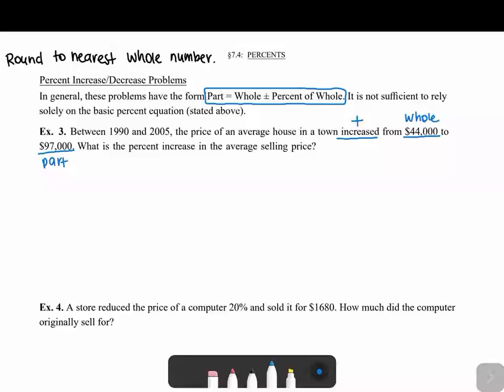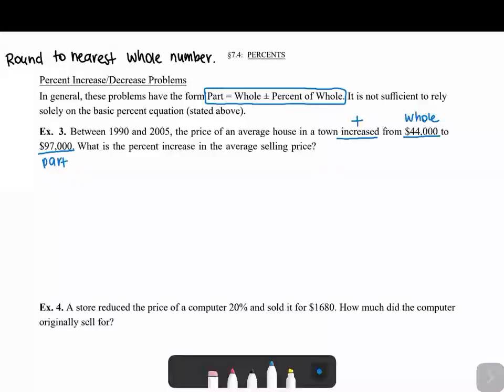A lot of these problems are also going to have to do with money. That is something to note, because if you think about how we talk about percents, people often talk about the price increasing this much or decreasing this much. And we like to analyze prices.